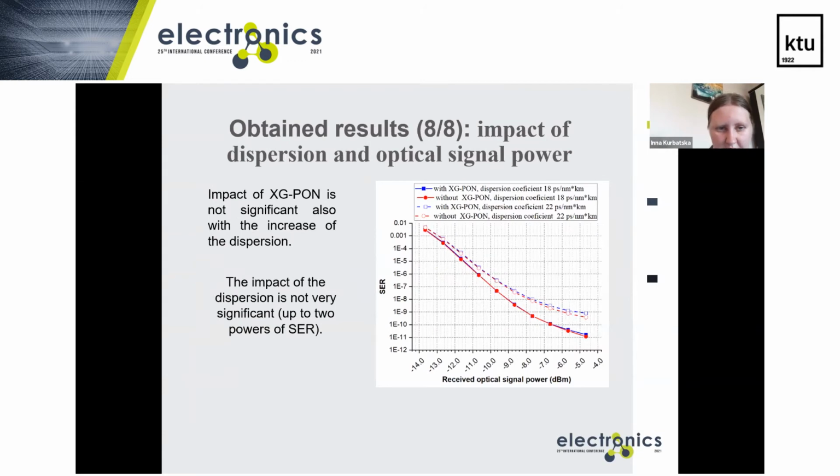Yes, and here again we tried what will happen if we increase the dispersion coefficient for the fiber, and here we see again that the XG-PON impact has not changed, and the impact of dispersion is also not very significant.